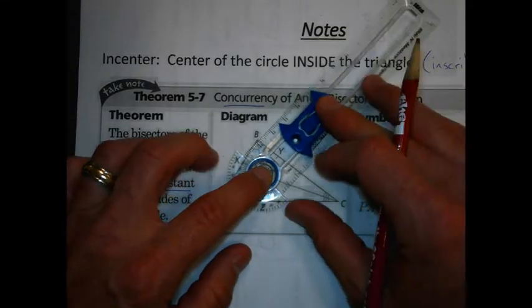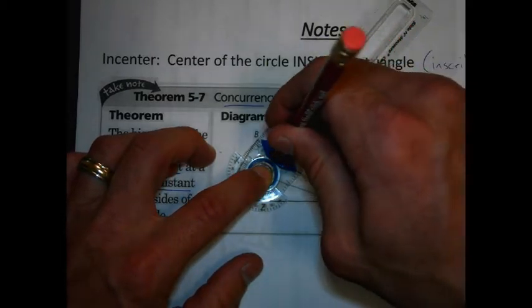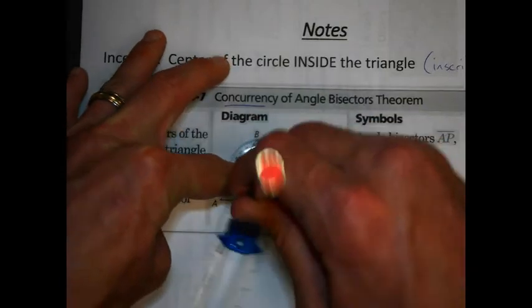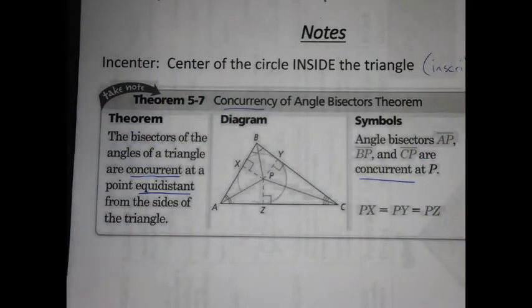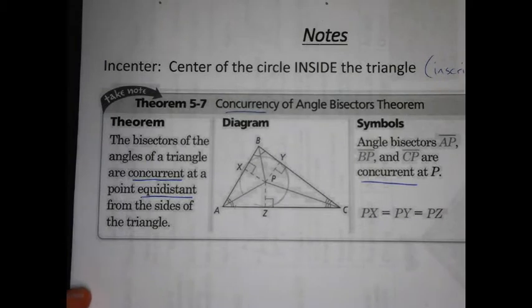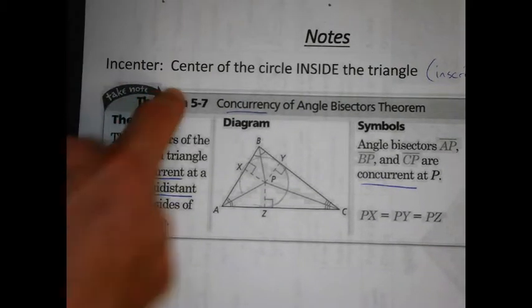So I can find the point with the compass and then inscribe a circle. Now, if I was more precise, it would have been better, but you can see how that works. It's equidistant because a radius stays the same from a given circle point. So those are your notes. Incenter, angle bisector.